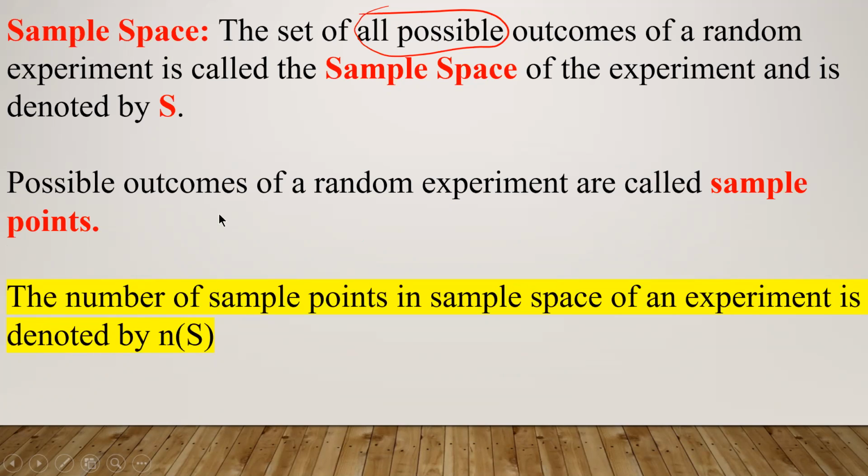All the possible outcomes are called sample points, and the number of sample points in a sample space is denoted by N of S. N of S means N for number of members in S. That is denoted by N of S.